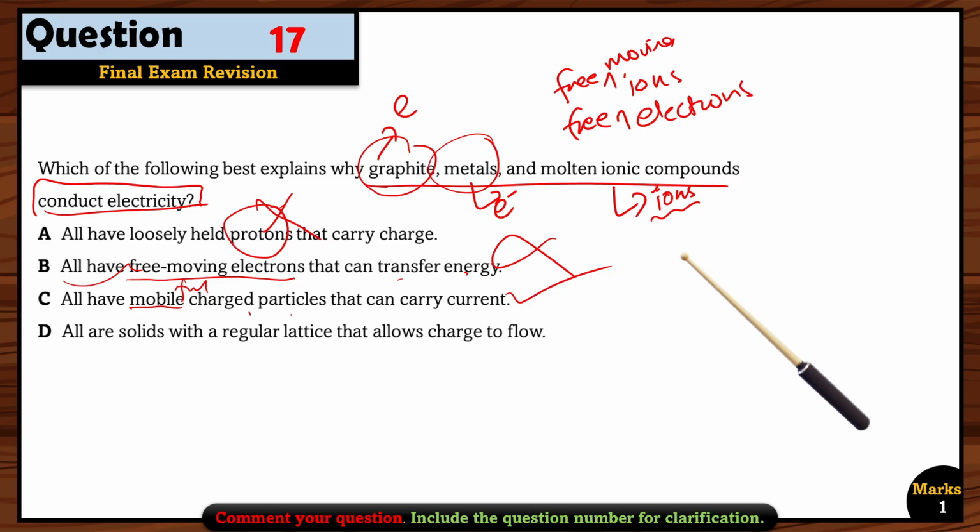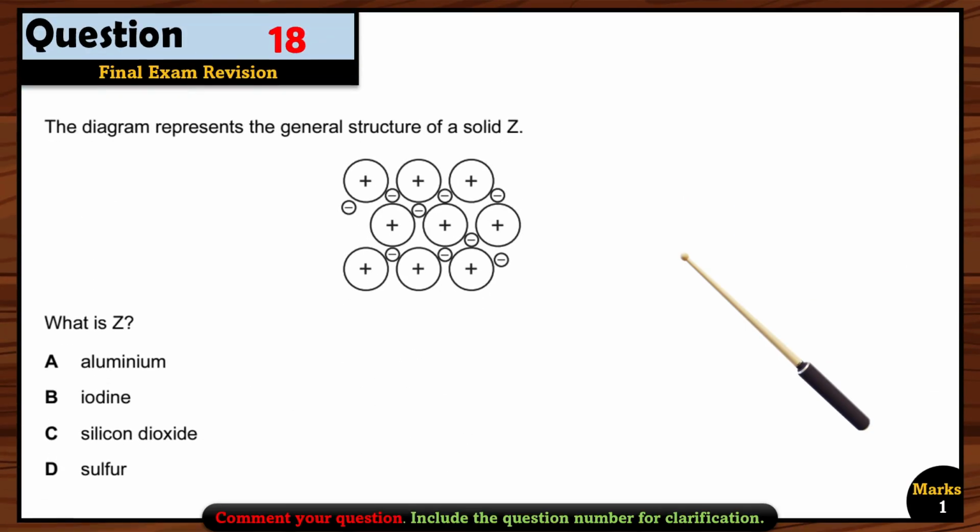You have to remember, free moving electrons are responsible for conducting electricity only in metals and graphite, but not in ionic compounds. In ionic compounds, free ions are actually responsible for conducting electricity. So that's why option C is the right option.